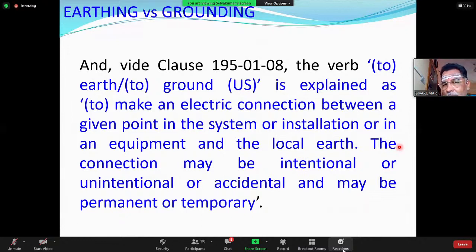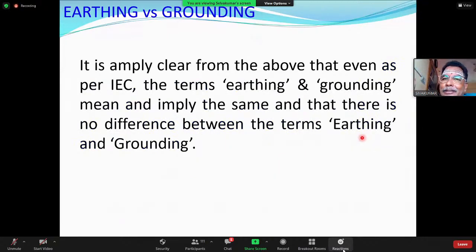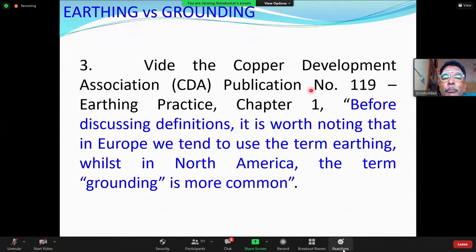There is no difference. Then there is another publication. Okay, leave alone the standards. Most of the participants are aware of a good publication called Earthing Practice. This is published by Copper Development Association, publication number 119. They also say in chapter 1, before discussing definition, it is worth noting that in Europe, because this Copper Development Association is headquartered in Europe, we use the term earthing, while in North America, the term grounding is more common. That means again, earthing and grounding are the same.